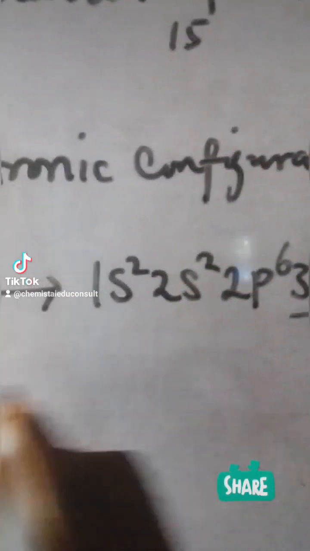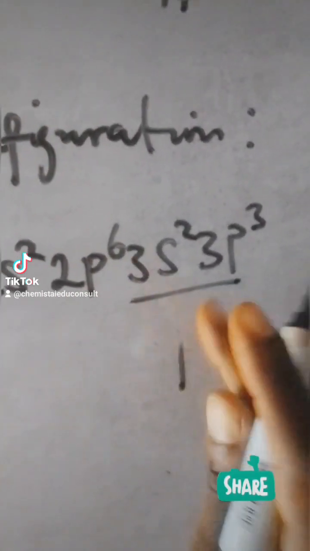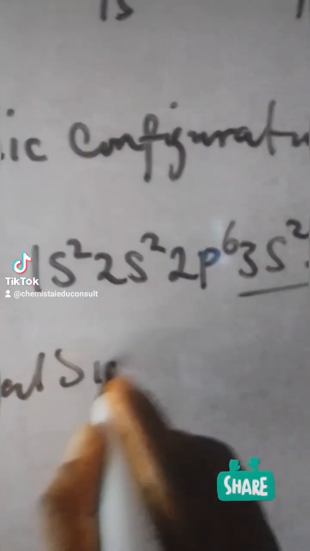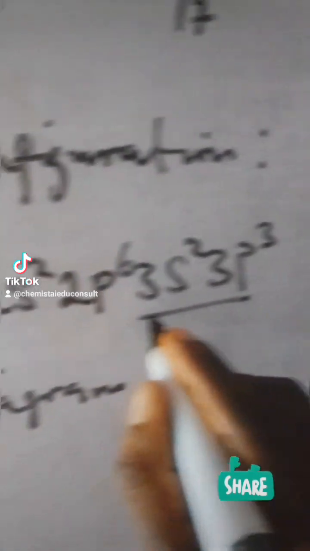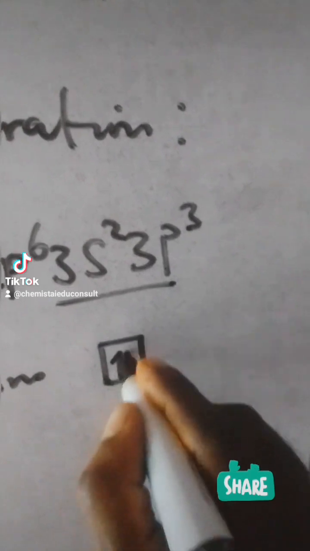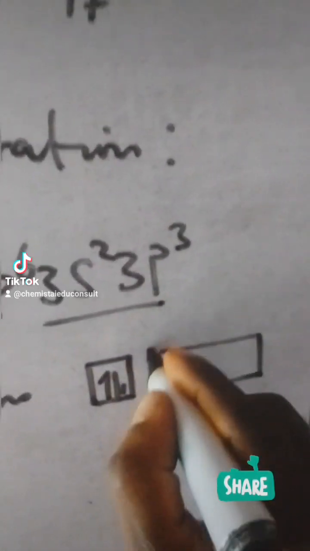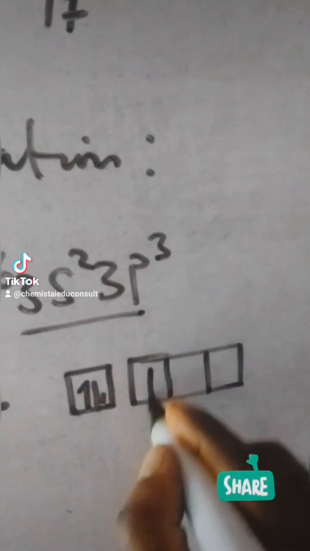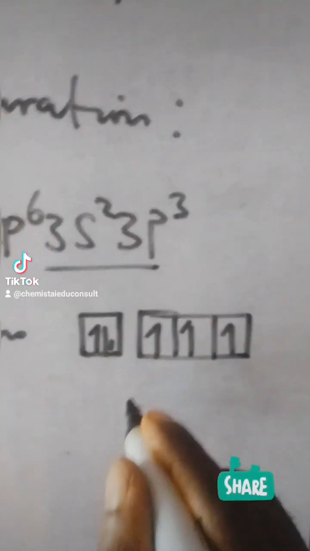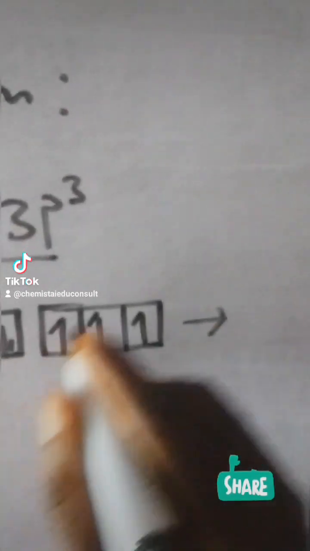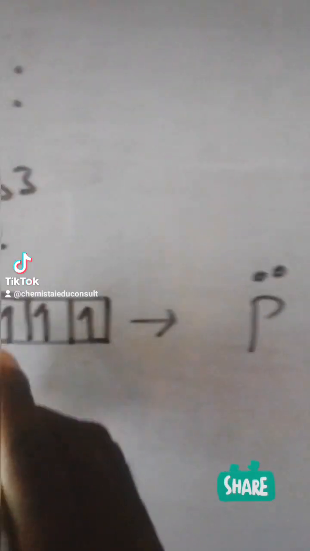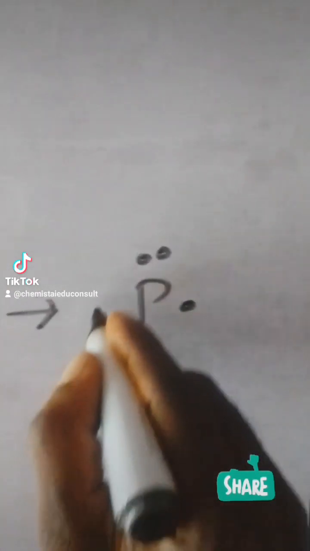So, the symbol is P, and then the orbital diagram. The orbital diagram for this last shell is where S is represented with a square and the 2 electrons in a pair, and P orbital is represented with 3 squares and the 3 electrons arranged singly. From here, we can review the nature of the atom, where 2 electrons are paired and 3 electrons are not paired.